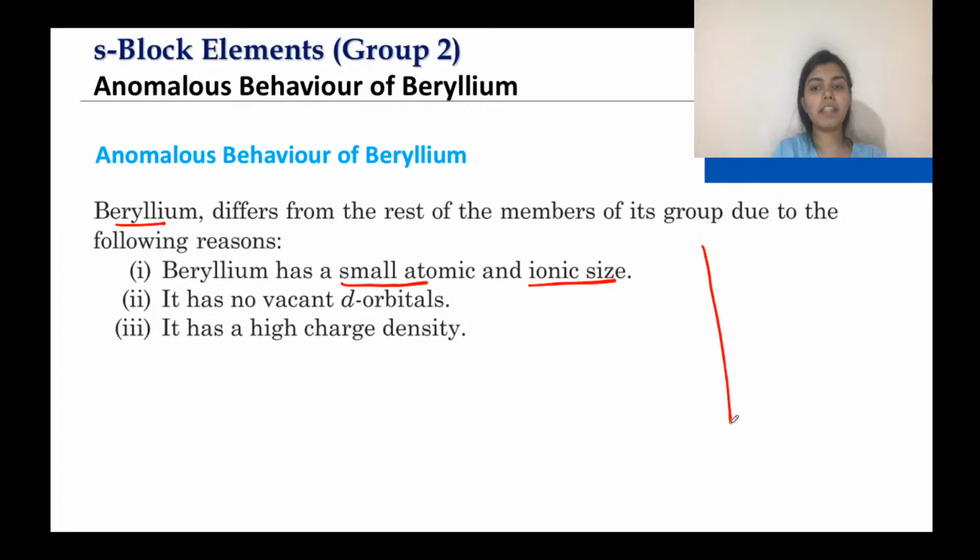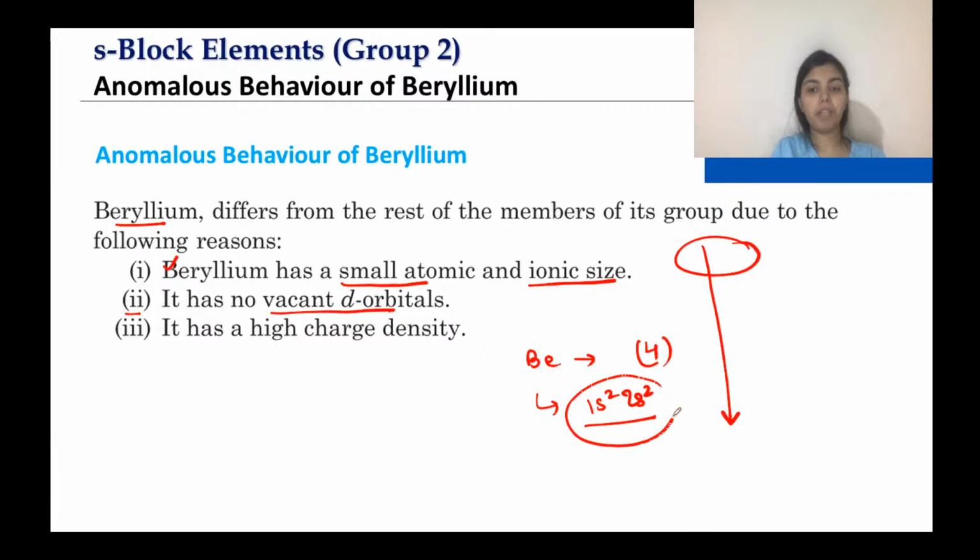As we know, the size increases down the group. So it has the smallest atomic radii and ionic radii. Second, it has no vacant d orbitals. For example, beryllium, if you take, the atomic number is 4, right? So the electronic configuration is 1s2, 2s2. There is no d orbital, right? While others, for example magnesium, it will be 1s2, 2s2, 2p6, then 3s2, and 3p and 3d will be vacant, right?